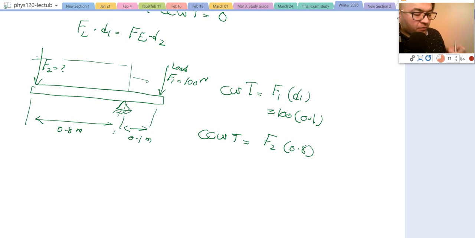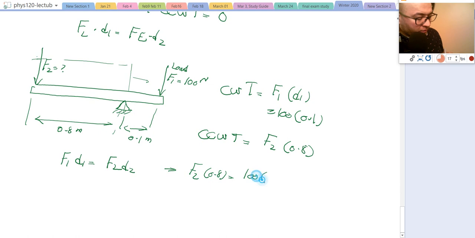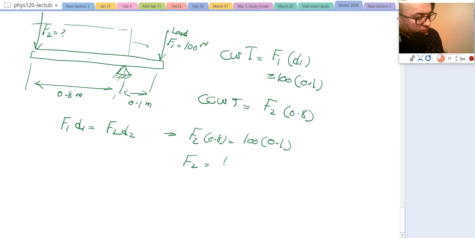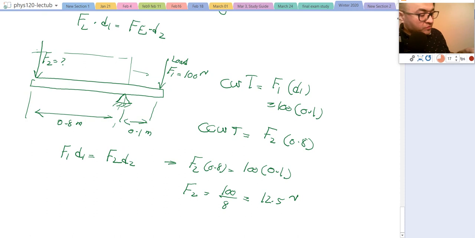So we can say F1 D1 is equal to F2 D2. Anything on the left has to be equal to everything on the right. Now I'm going to get F2 times 0.8 is equal to 100 times 0.1. From here, you're going to get F2 is equal to 100 divided by 8, which is 100 divided by 4 is 25, divided by 8 is 12.5 Newton. Isn't it magic? You can actually move this 100 Newton by applying a force of 12.5 Newton.